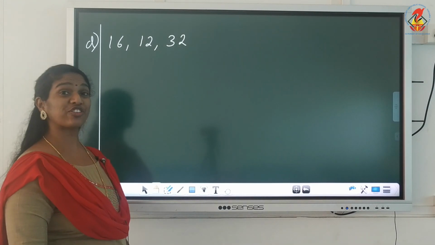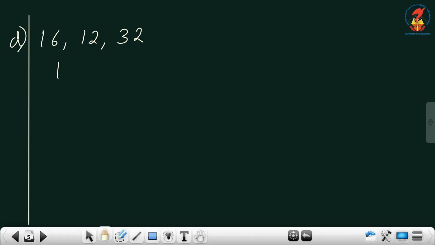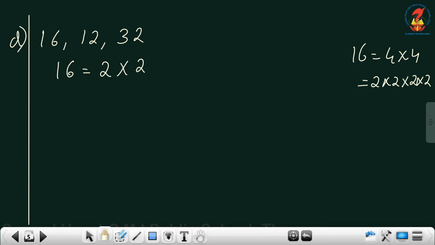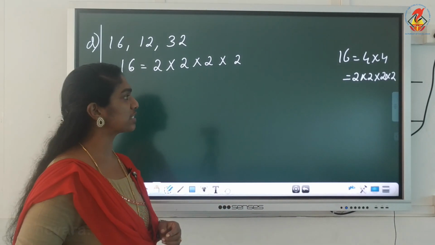I am going to show you with 3 numbers how to find out HCF and LCM. Okay? Listen carefully. 16. How can I split 16? I know 16 is equal to 4 into 4. So I'll split 4, I'll get 2 into 2. Again I'll split 4, I get 2 into 2. So I got all prime numbers. Yes? So I can write 16 as 2 into 2 into 2 into 2. 4 2's together will give me 16.